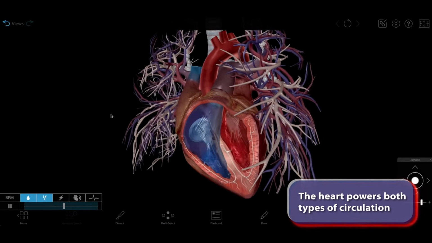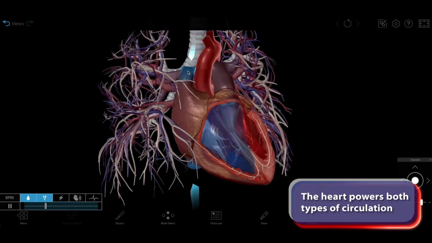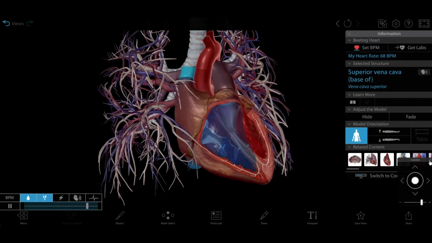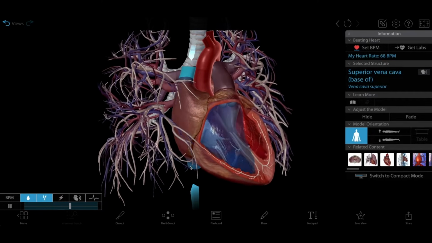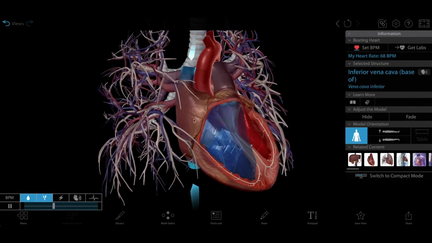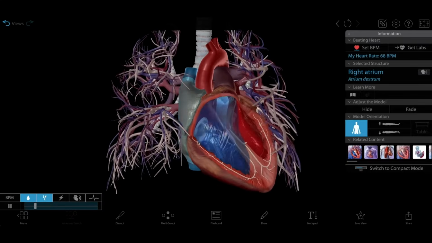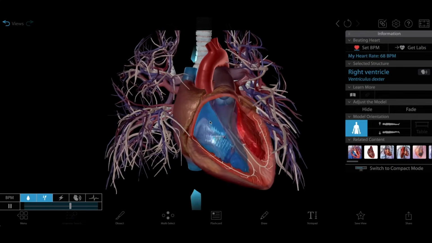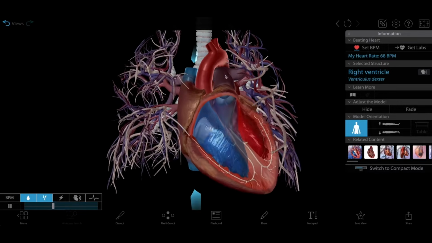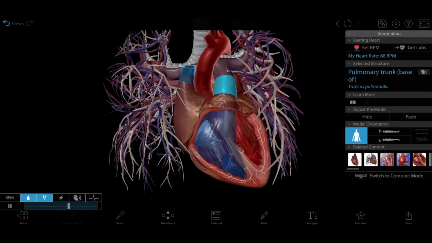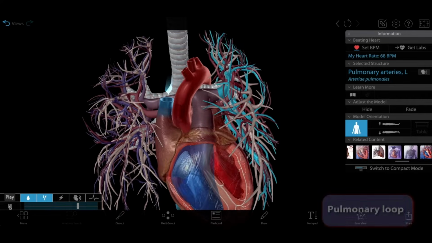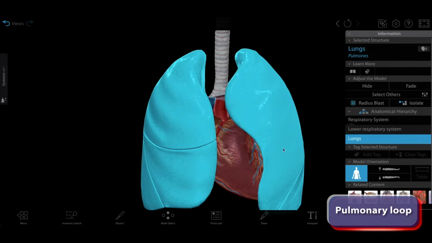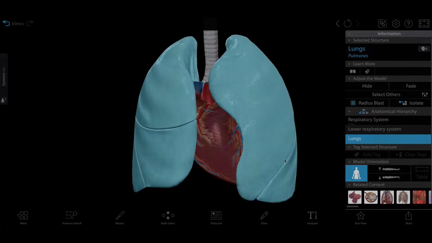We'll open up the interactive beating heart model to see how the heart pumps blood through both the pulmonary and systemic loops. The arrows here show deoxygenated blood from the body entering the right atrium through the superior and inferior vena cava. Then, this blood moves to the right ventricle, where it is pumped out of the heart to the pulmonary arteries through the pulmonary trunk. The pulmonary arteries carry deoxygenated blood from the heart to the lungs, where gas exchange takes place.